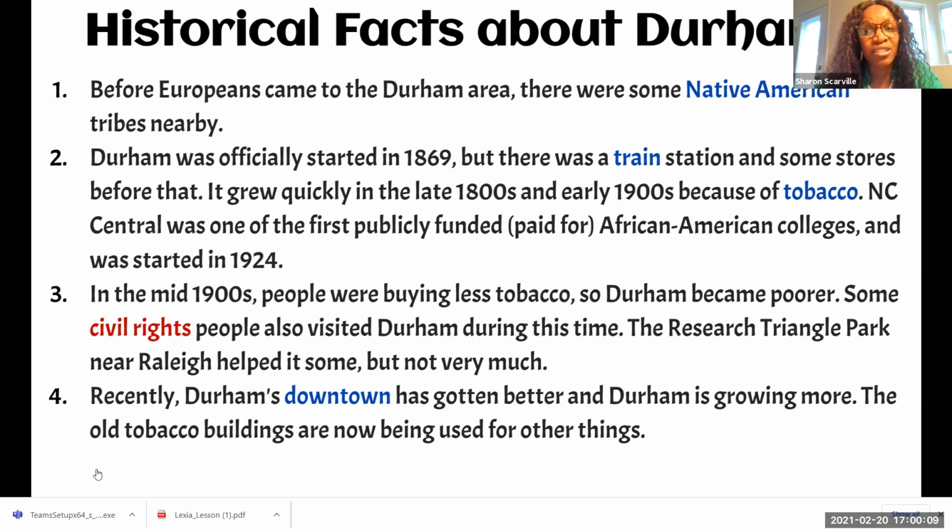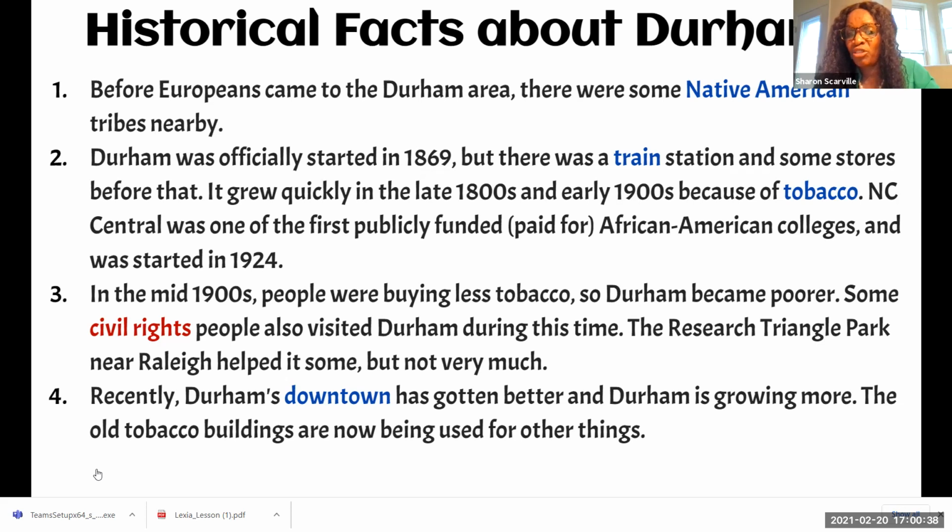North Carolina Central University was one of the first publicly funded, paid for African-American colleges and was started in 1924. In the mid-1900s, people were buying less tobacco, so Durham became poorer. Some civil rights people also visited Durham during this time.